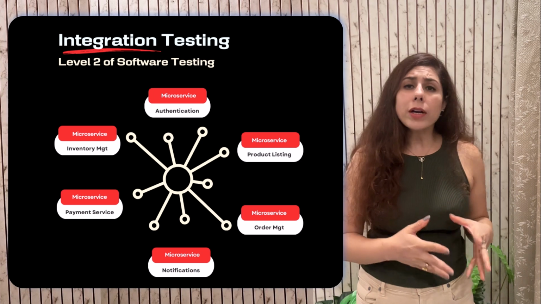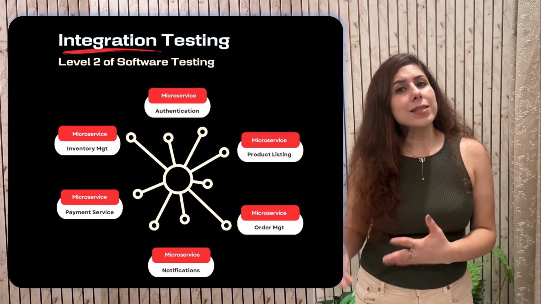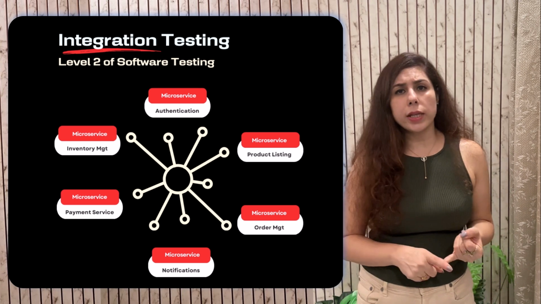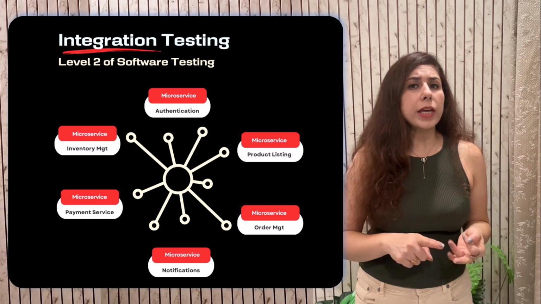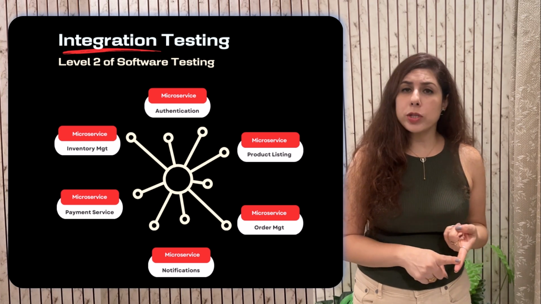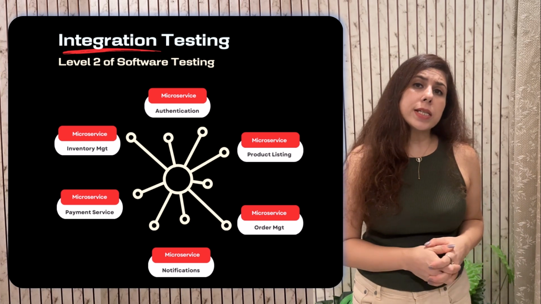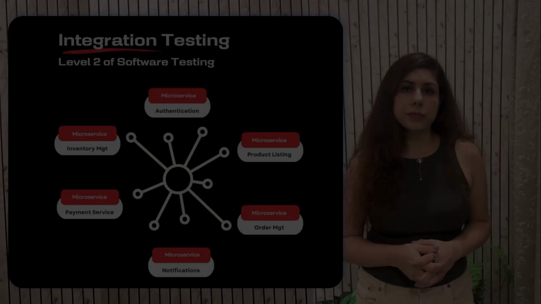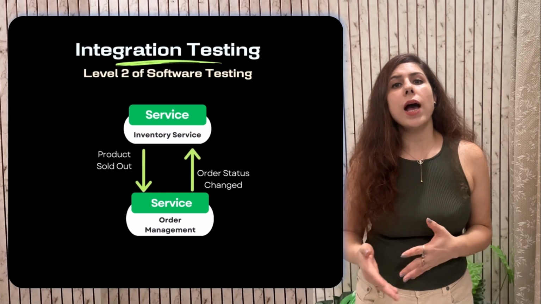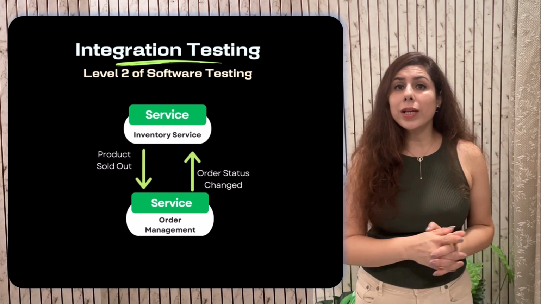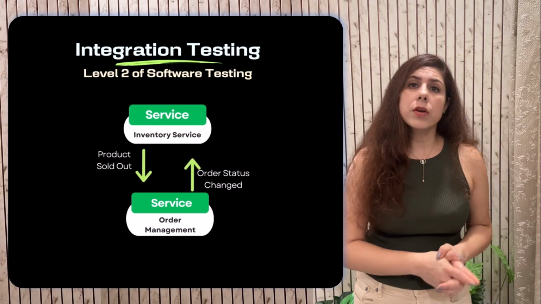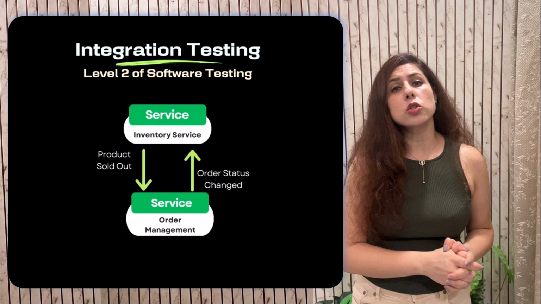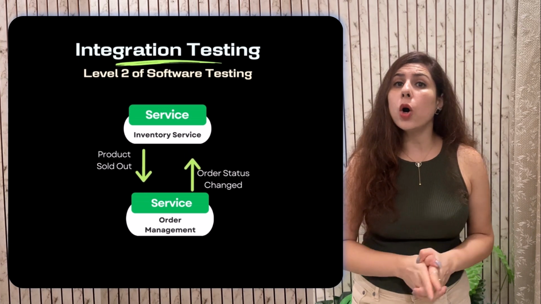For example, consider an e-commerce site with different microservices in the backend, like user authentication, order management, inventory management, and payment processing, etc. In integration testing, we test how these microservices communicate with each other. For instance, if a user has already added an order to the cart, but the product gets sold out, will the inventory service notify the order management system that the product is no longer available, and will the order status change accordingly?